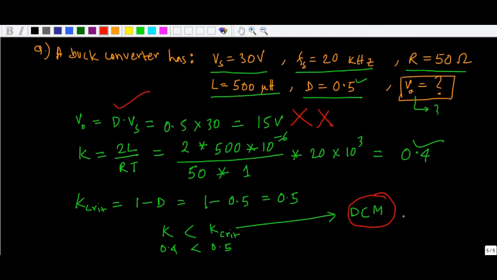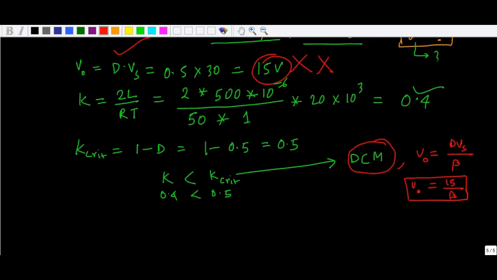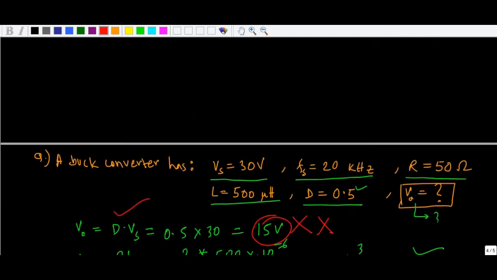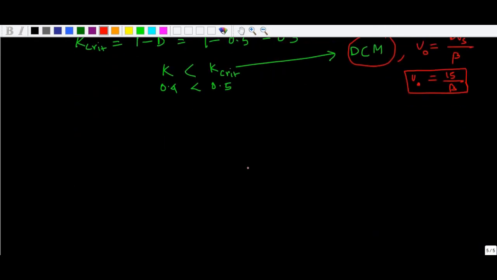In DCM, we know that the output voltage is d Vs divided by beta. d Vs is nothing but this 15 volt, so it is 15 volt by beta. Now, how can we find the value of beta? To find the value of beta, we will use another equation that we found earlier. Let me write it down again. We saw that k equal to 2L by RT is equal to beta into beta minus d for the buck converter. So from there, we can find the value of beta, because we already found the value of k.